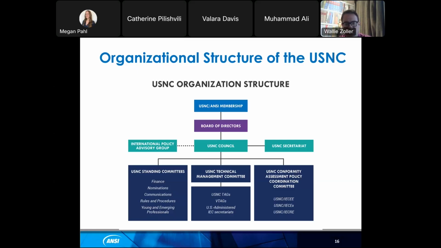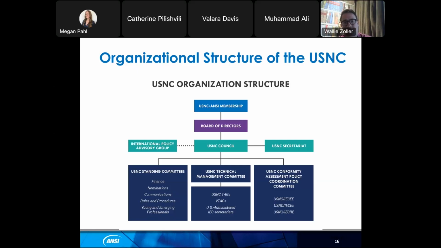So, finance, nomination, communications, these are the governance committees that make sure that the USNC continues to function properly, is open, value adding, and creates succession planning, especially down at the young and emerging professionals level.